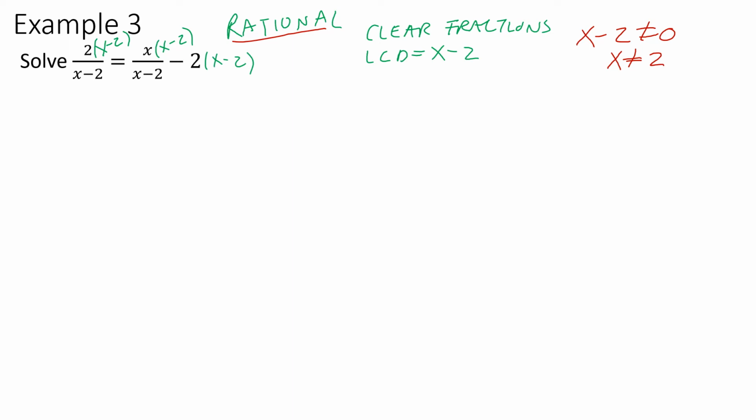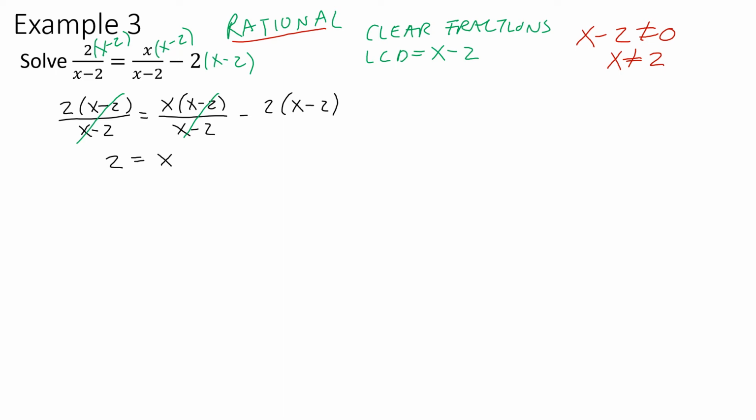And when I do that, I'm left with 2 times the quantity x minus 2 divided by the quantity x minus 2 equals x times the quantity x minus 2 divided by the quantity x minus 2, minus 2 times the quantity x minus 2. Now that looks like a big mess, except that we notice that the denominators cancel, leaving me with 2 equals x minus 2 times the quantity x minus 2.